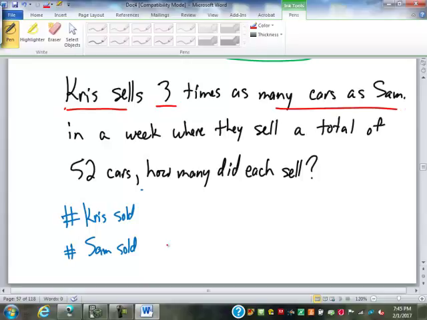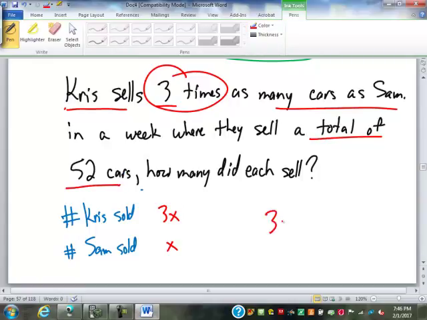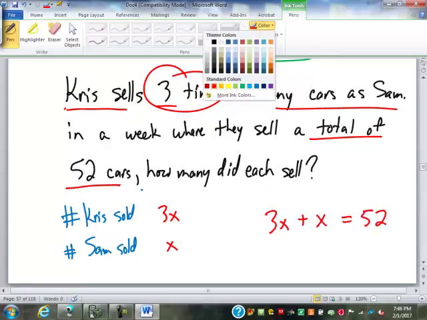So we're going to let Sam's sales be X. We can make it S, N, P, whatever variable you want to use. We're going to let it be X. If Sam sells X cars, how many does Chris have to sell? 3 times. So 3X. And we know they sold a total of 52. So Chris's sales, 3X, plus Sam's sales, which are X, have to equal 52.